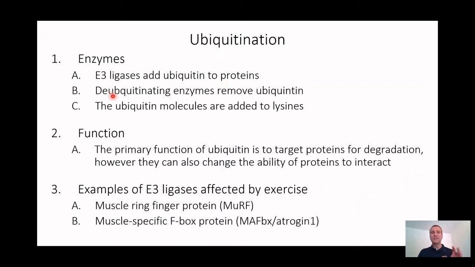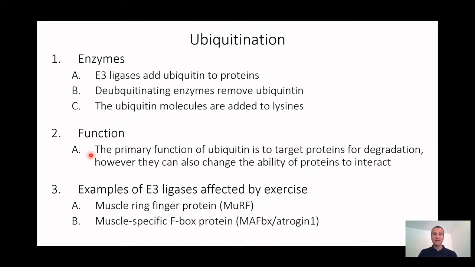You can have deubiquitinating enzymes, but these are very poorly understood. These are the enzymes that remove it, and the ubiquitin molecules are again going to be added to lysines. One of the things that we do when we acetylate or deacetylate is we make it possible for those proteins to be ubiquitinated or not. Also, certain proteins only become phosphorylated when they're ubiquitinated. So all of these post-translational modifications can actually interact with each other.